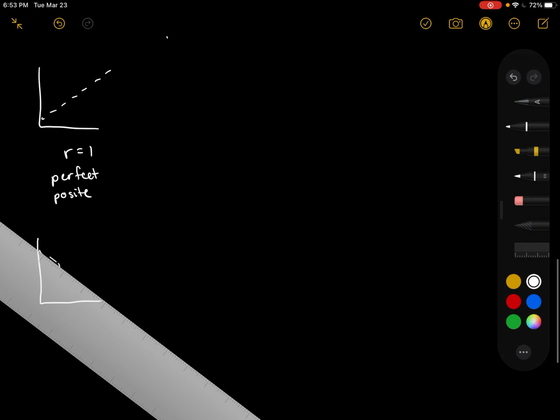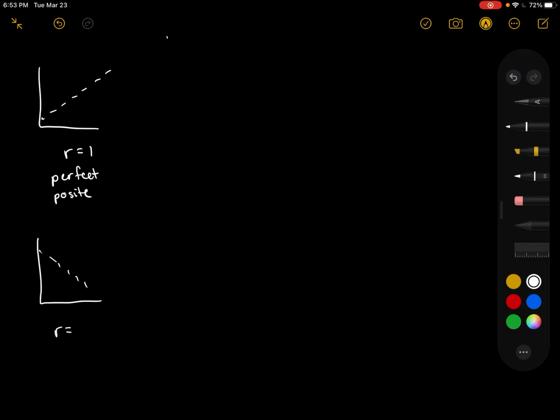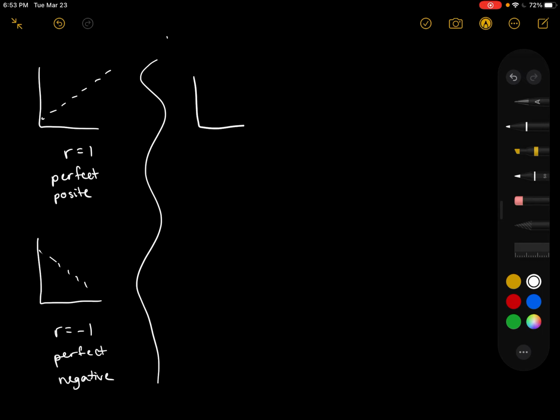It is perfect, and it is positive because it goes up. Now, the flip side of this is that if we have, again, a line, with some points on this line, and it's perfectly on the line, this would be R equals -1 because it is perfect, but it's also negative. So that is our perfect example.